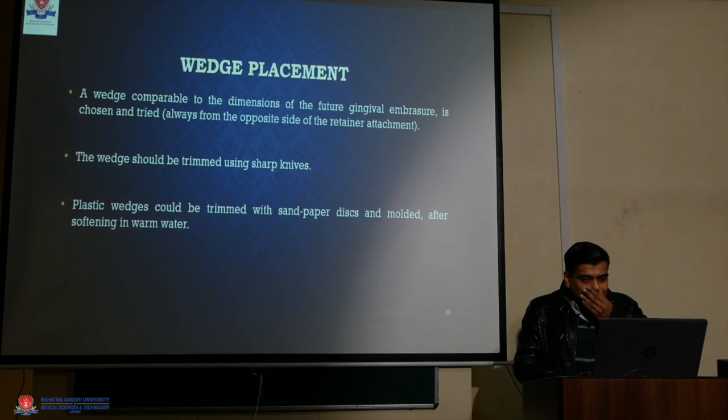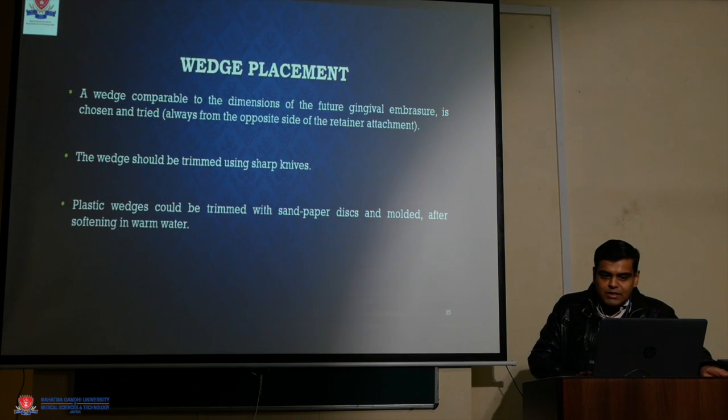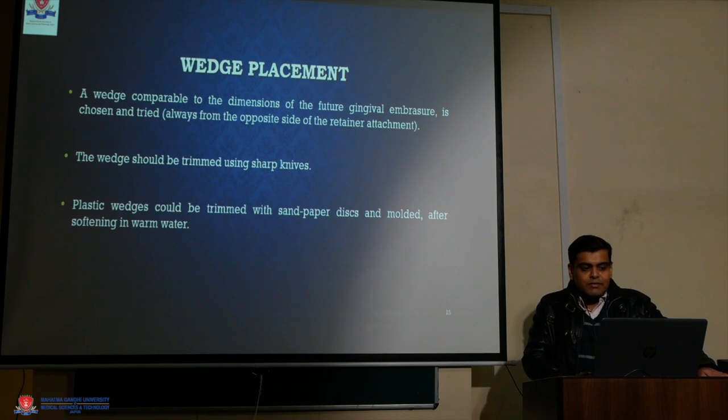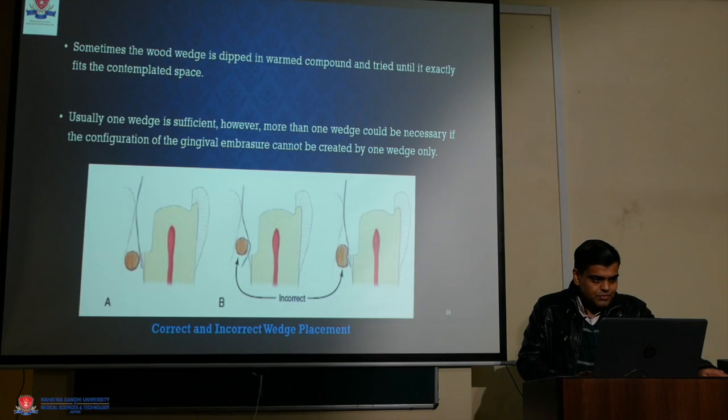After application of the matrix, now coming to the wedge placement. A wedge comparable to the dimension of the future gingival embrasure is chosen and tried. The wedge should be trimmed using a sharp knife. A plastic wedge could be trimmed with a sandpaper disc and molded after softening in warm water. Sometimes the wooden wedge is dipped in warm compound and tried until it exactly fits the required space.